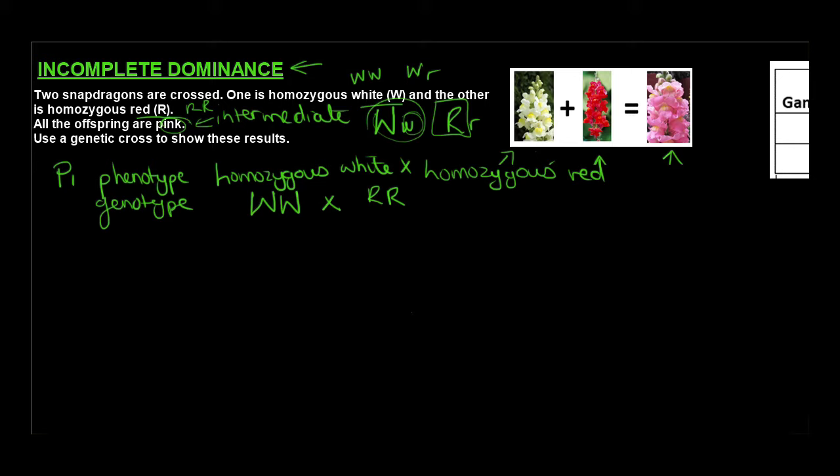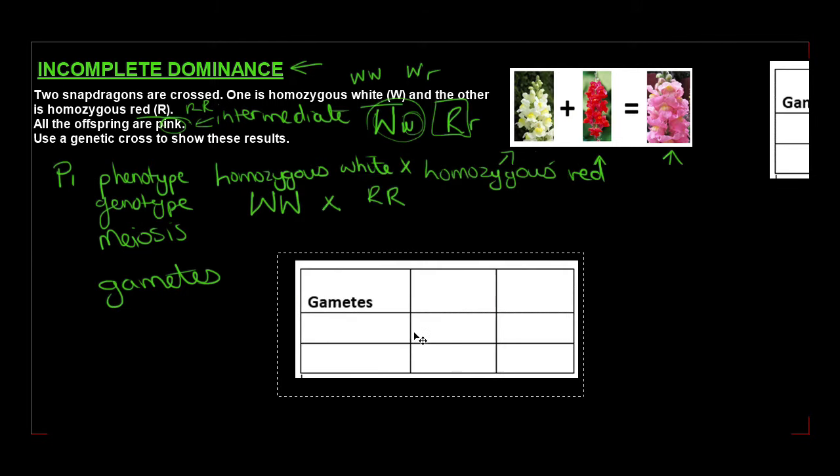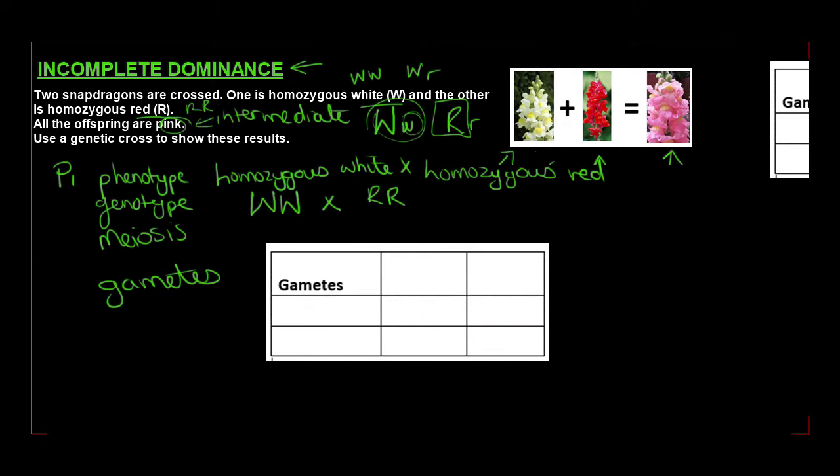Okay, so now we've done the phenotype and the genotype. Now we're going into meiosis so that we can get the gametes that are formed. And then you are going to do your Punnett square. So capital letter W, capital letter W. What have I forgotten?